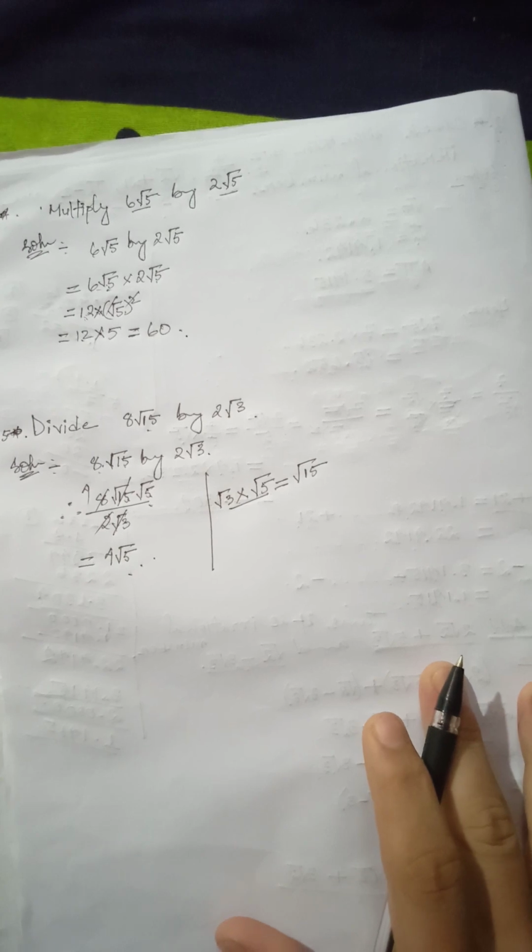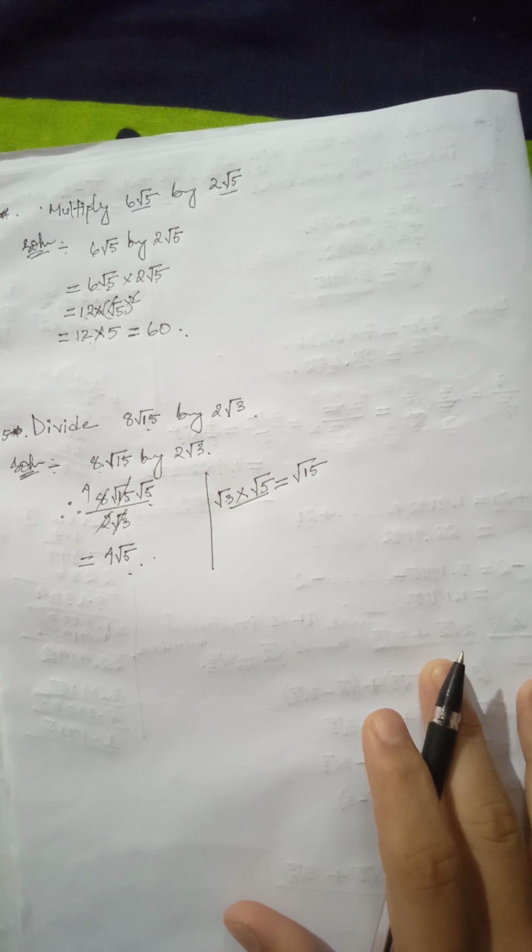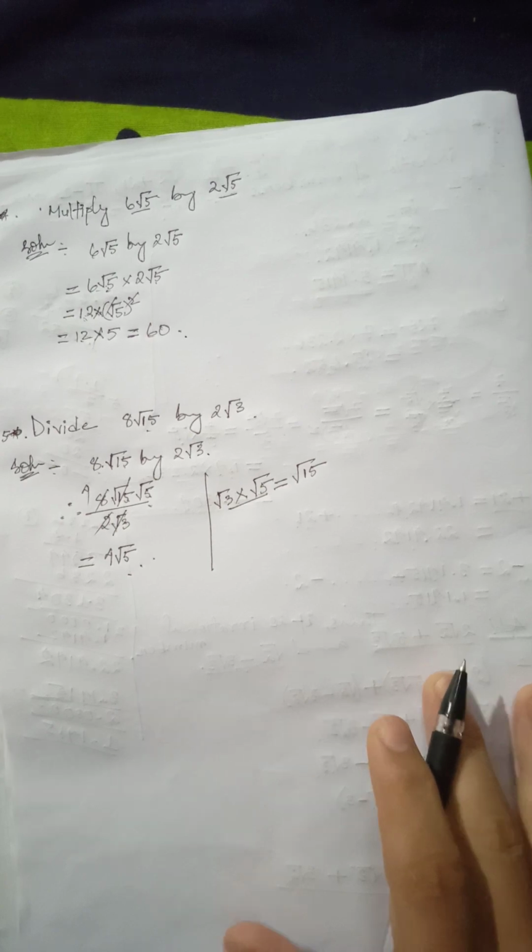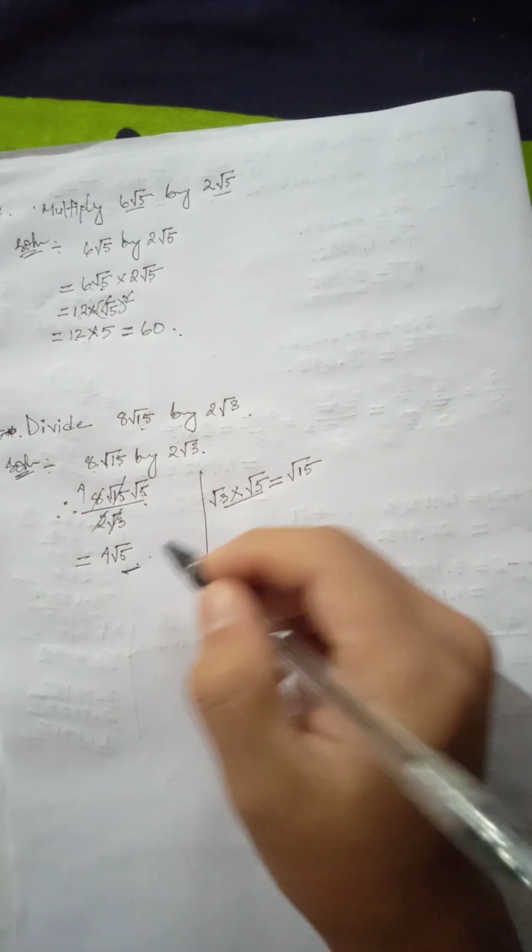So this is all about the examples based on operations on real numbers. This is the last part for this problem. That's all for today. Thank you.